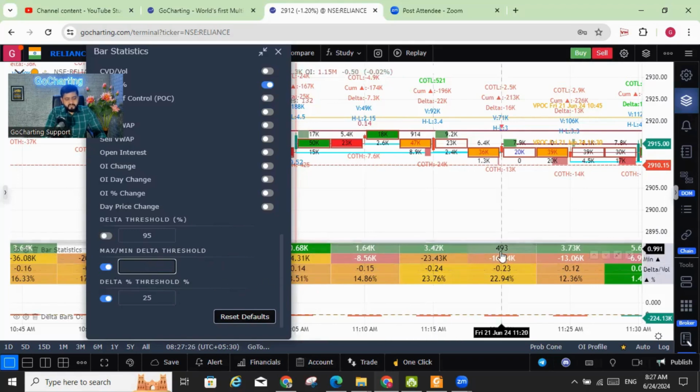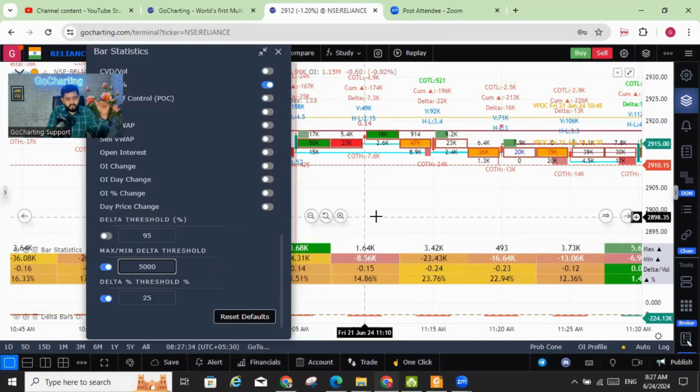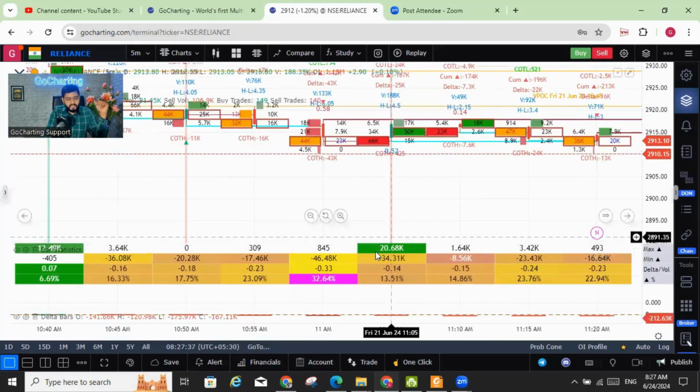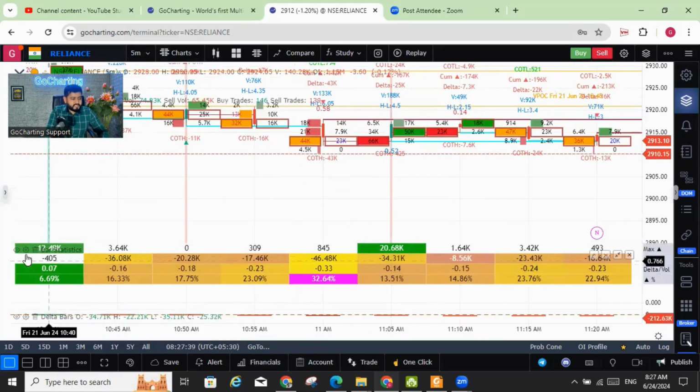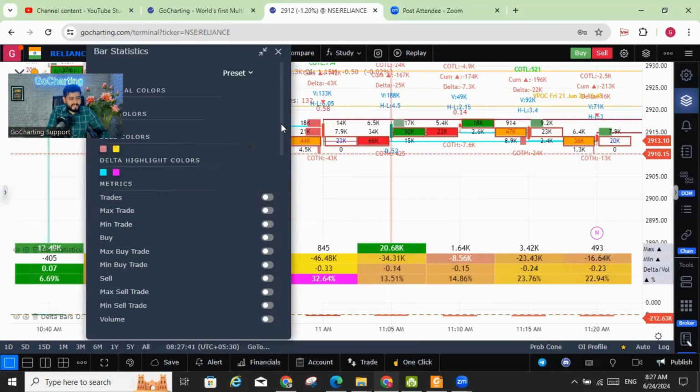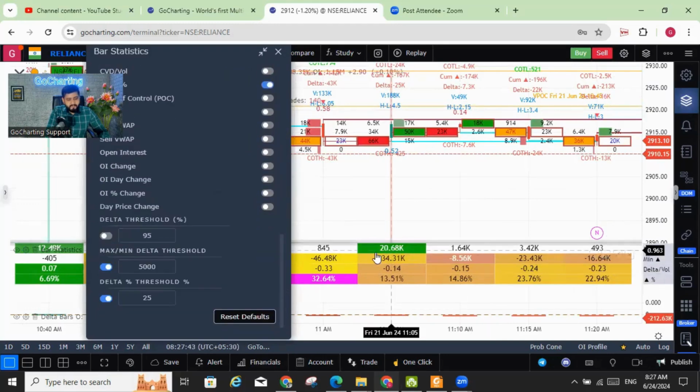For example, this is 493. If I make it 500, this will not be shown. If I make it 5000, all these values will not be shown, but this 20,000 delta will be shown. This is how you can filter the max delta and min delta. The same logic will be applied for minimum delta as well. For example, the minimum delta here is minus 8.56k. The sign, the plus or minus, does not matter.